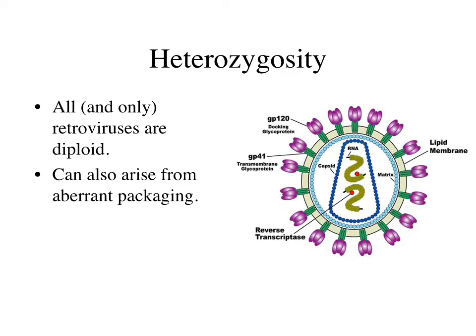So heterozygosity, this is a term that you're familiar with in dealing with eukaryotic organisms that have a diploid genome. But normally we don't see this with viruses, only the retroviruses. However, we can use the term heterozygosity when you have a packaging error, an aberrant packaging, where you can end up with a multiploid particle. And you can even have 2 complete nucleocapsids within the same envelope. So packaging errors can also result in heterozygosity.